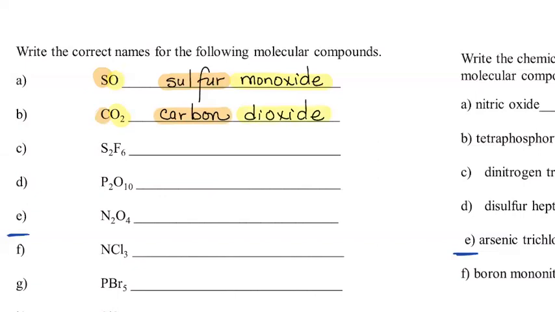Let's do letter C. We have 2 of capital S. What do we use to describe that? How do we describe that? Thank you. Yes, di what? Not sulfide. Remember, for the first non-metal, you just put the name of the element. Great, disulfur.